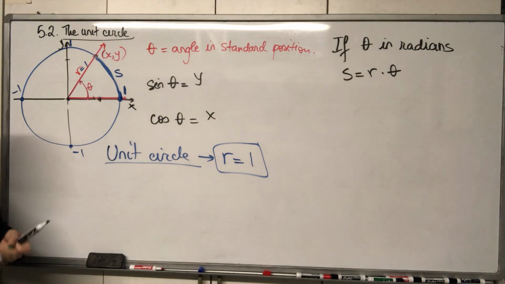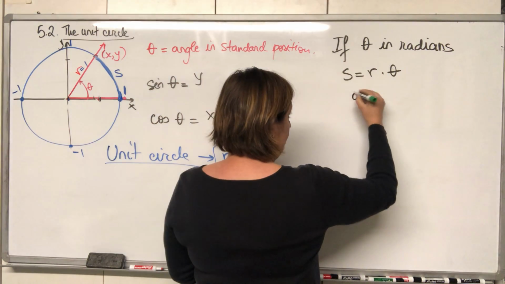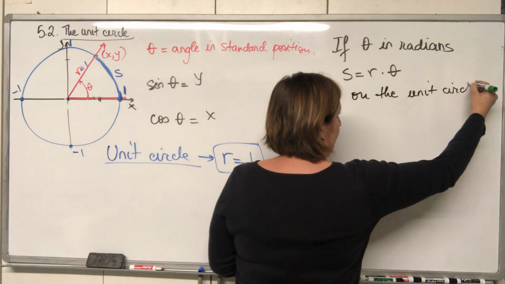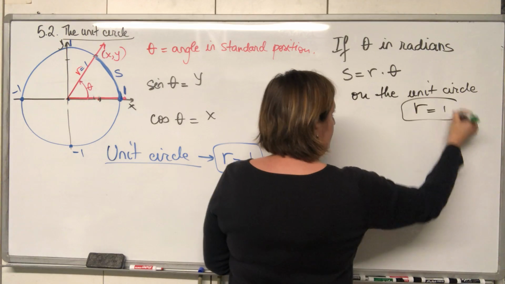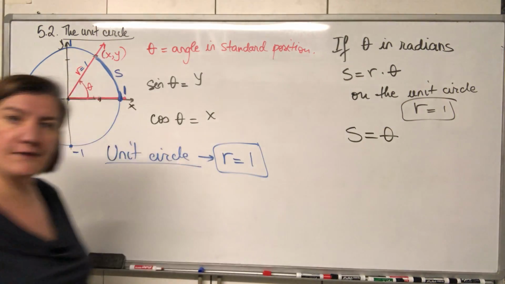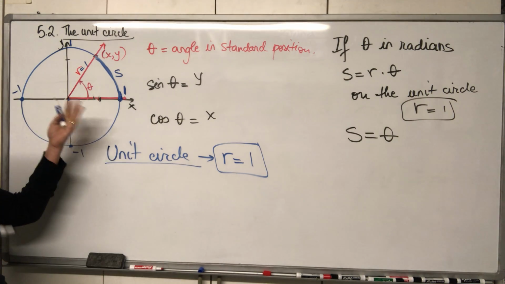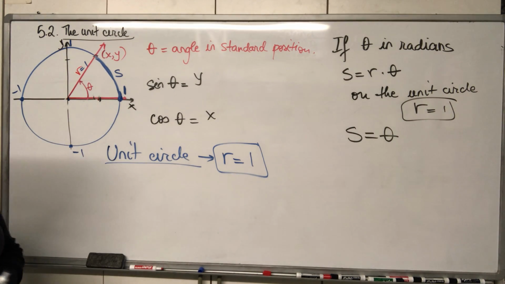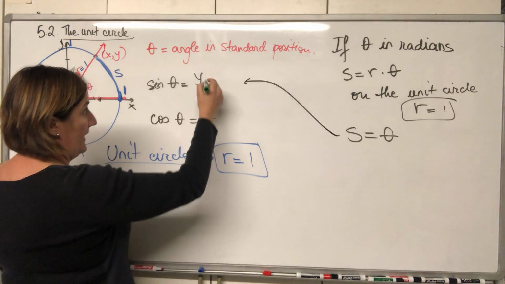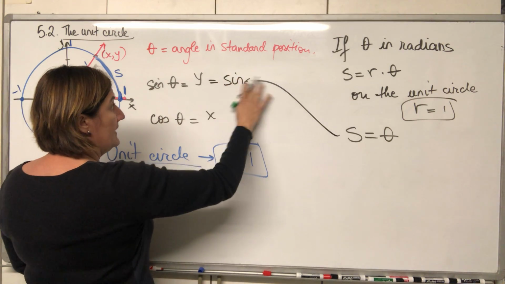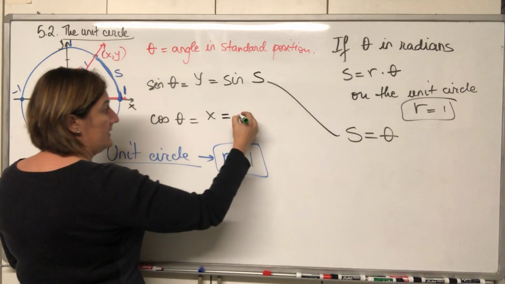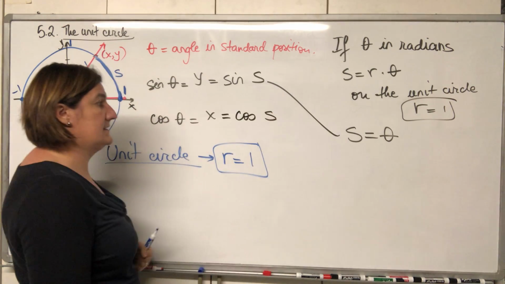Okay, but if you are on the unit circle, what is R? R is equal to 1. So then what does this formula become? This formula simply becomes S is equal to theta. Okay, so specifically on this unit circle, I have these definitions: that sine of theta is the same thing as sine of this value S, and the x-coordinate there is the cosine value of this number S.